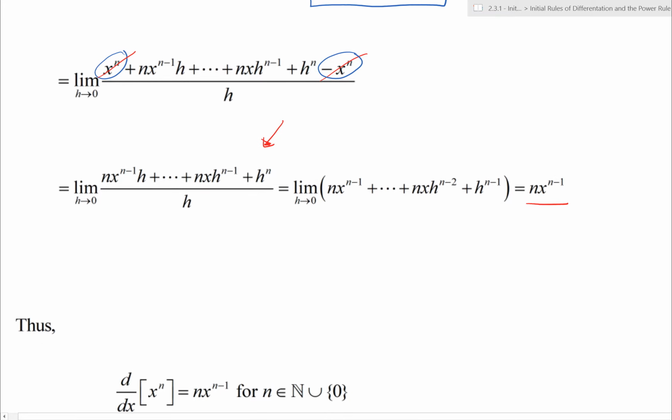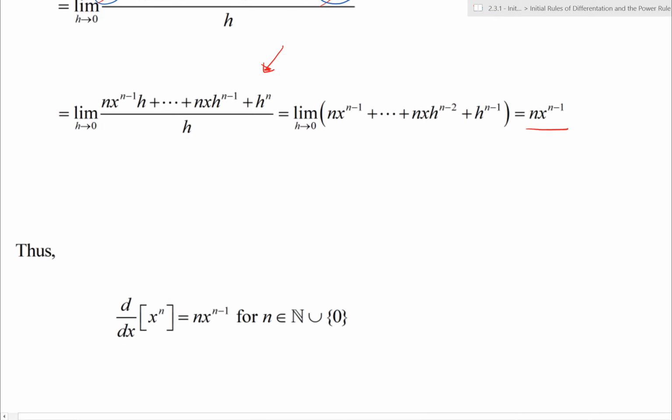And so, there's the power rule, the initial form of the power rule, given right here. Derivative of a power function that we've been talking about, x to the n when n is a whole positive number or 0, is n times x to the n minus 1. So to differentiate that power function, the power itself, the exponent, comes down as the coefficient, and you lower the exponent by 1.